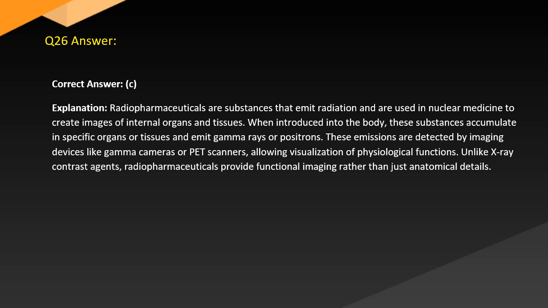Answer. Correct answer: C. Explanation. Radiopharmaceuticals are substances that emit radiation and are used in nuclear medicine to create images of internal organs and tissues. When introduced into the body, these substances accumulate in specific organs or tissues and emit gamma rays or positrons. These emissions are detected by imaging devices like gamma cameras or PET scanners, allowing visualization of physiological functions. Unlike contrast agents, radiopharmaceuticals provide functional imaging rather than just anatomical details.